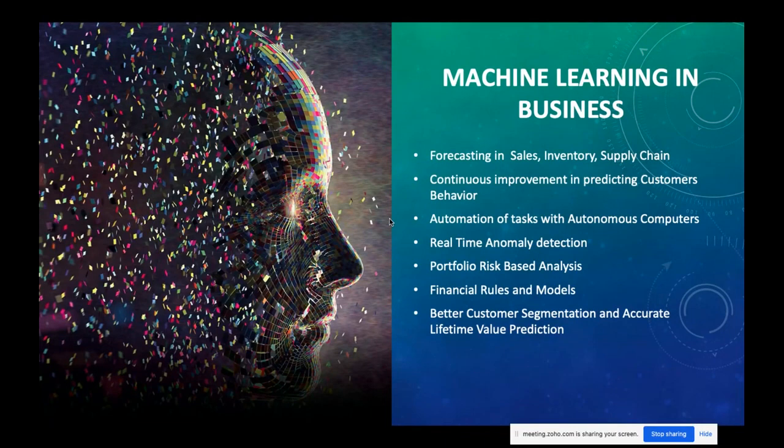Automation of tasks with autonomous computers. We have already seen a lot of places, in factories and with big machines, where machines have replaced human beings, and those are basically used in the assembly line. So those are autonomous computers.